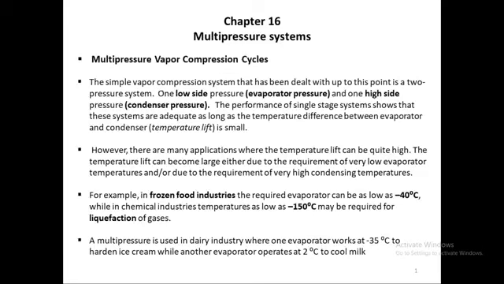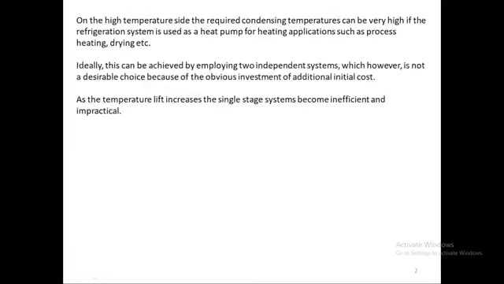And there are also cases where we don't need just one lower temperature, but more than one. For example, in a dairy industry, you will need one evaporator to work at minus 35 degrees centigrade to harden the ice cream, and another evaporator to operate at 2 degrees centigrade to cool the milk. Ideally this can be achieved by employing two independent systems, which is however not desirable because of the higher initial cost. As the temperature lift increases, the single stage system becomes inefficient and impractical.